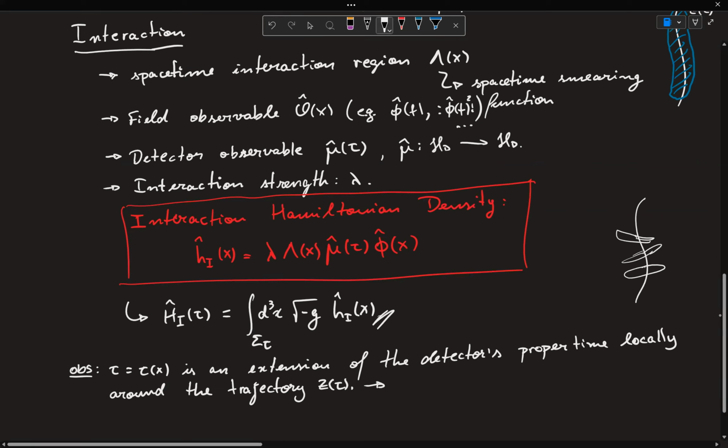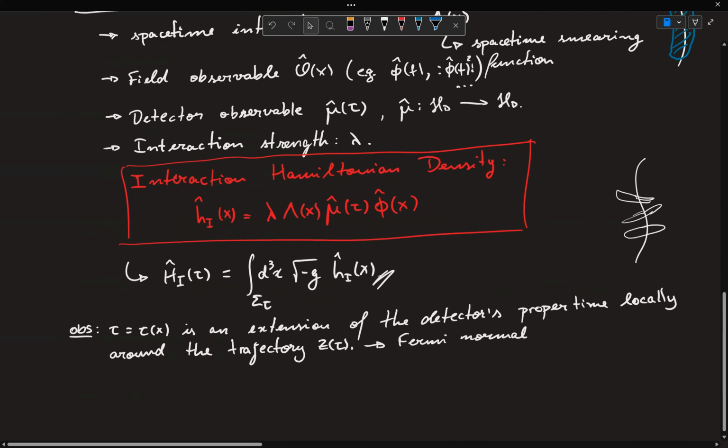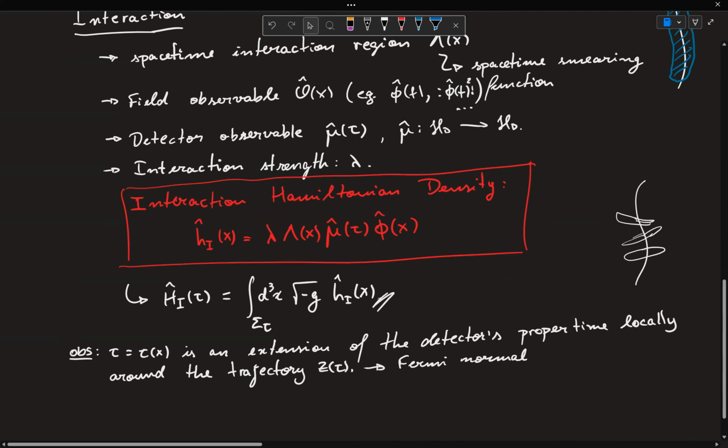Okay, we're going to use the Fermi normal coordinates, Fermi normal time. If you don't know what this is, don't worry, we're going to get back to this later. What matters is that you need to pick a time parameter, which is a time coordinate around the detector's trajectory. Okay. Cool.